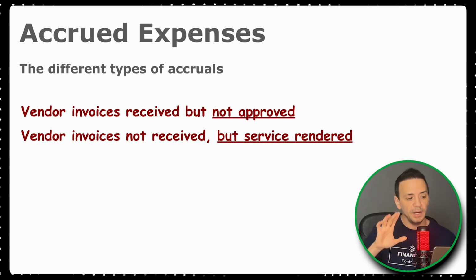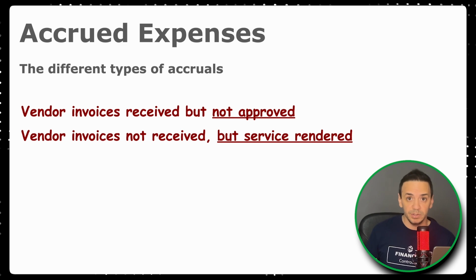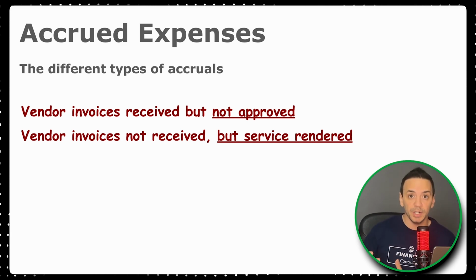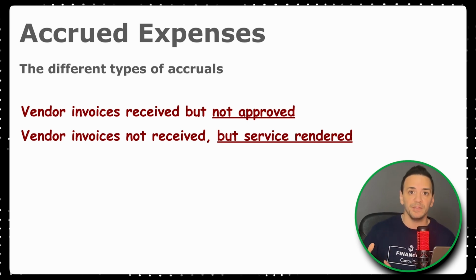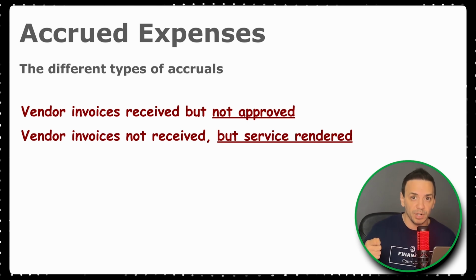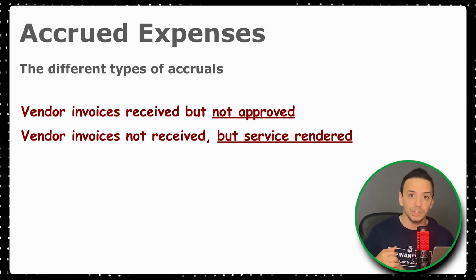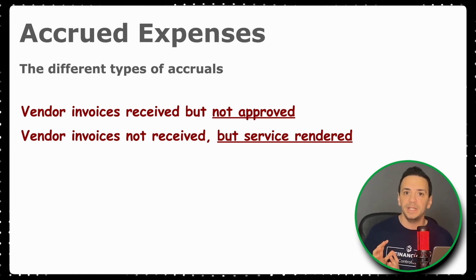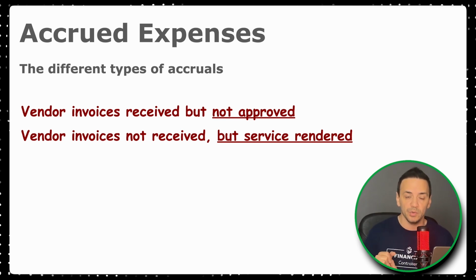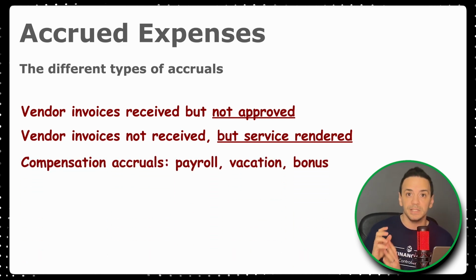The second one is going to be vendor invoices not received, right? But the service has been rendered. So the concept with accrual accounting, if the service has been rendered, now you incurred the cost and you need to accrue for it, right? Even though you haven't received the invoice yet. Or if the goods have been delivered. So if it's an actual physical product and you've received it and the terms with the vendor state that the title will transfer upon delivery, let's say, then that means that you've already acquired ownership of this physical good and you need to accrue for the invoice in this case. And the third most common type is going to be compensation accruals.